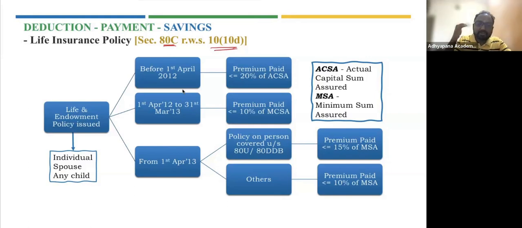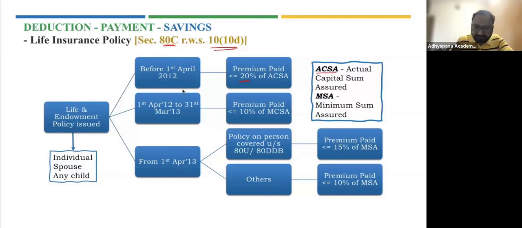So for policies which were obtained before 1st April 2012, even today, it is only the first date of taking the policy that matters. If it occurred before 1st April 2012, even today, the maximum limit is 20% of ACSA. What is ACSA? Actual capital sum assured. So it is 20% of actual capital sum assured. That is the maximum cap. So your premium cannot be more than the cap. Whatever is your sum assured, my premium can be up to 20%, not more than 20%.